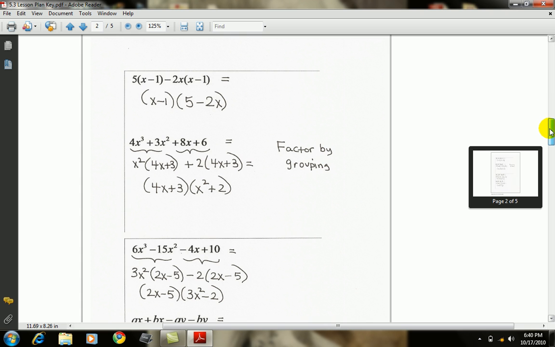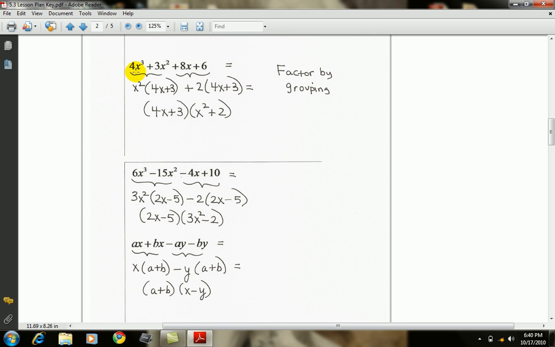Now, the next expression has four terms. 4x cubed plus 3x squared plus 8x plus 6. When I'm factoring an expression that has four terms in it, the first thing I look for is a greatest common factor, but in this case the greatest common factor is just a 1. That's the largest thing that could pull out of all four terms. So what's the next step? When you see four terms, we're going to think of this process called factoring by grouping, which means you take the two terms in the front and then you take the two terms in the back and you factor them separately, and then at the end you finish.